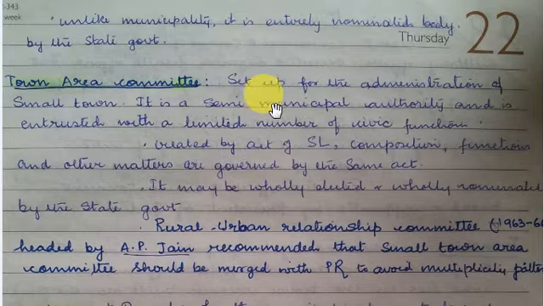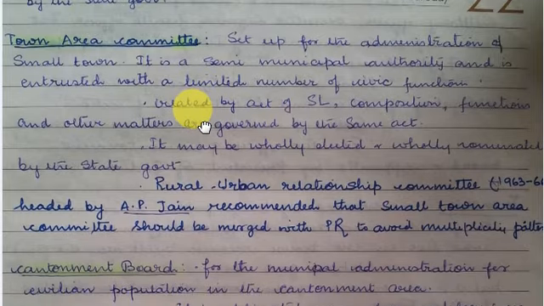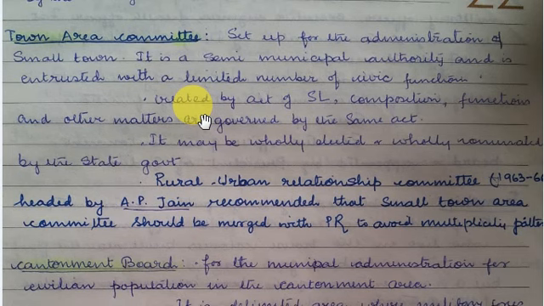Fourth is town area committee. So town area committee is set up for the administration of small town. We can call it a semi-municipal authority, and it is entrusted with only very limited functionality. Similarly, this is also created as per the act of state legislature, and the composition, the functions, and other matters are solely governed by the same act. It can be wholly elected or it can be wholly nominated by the state government. So it has been given on a state to state basis whether they want this body to be fully elected or totally nominated.